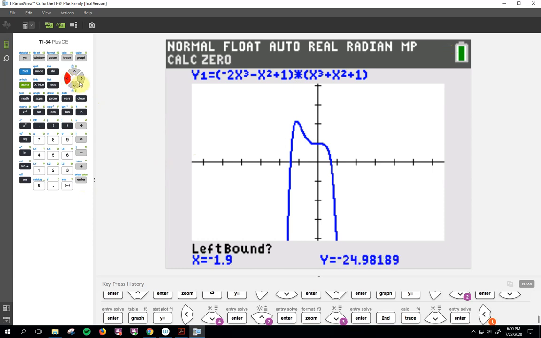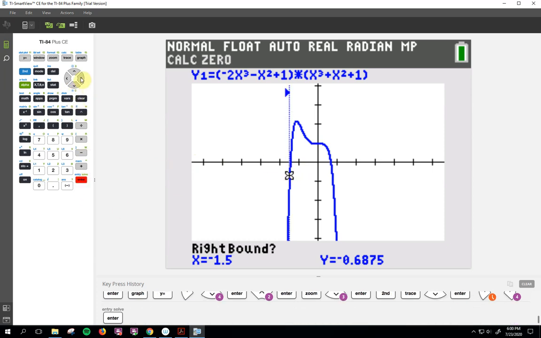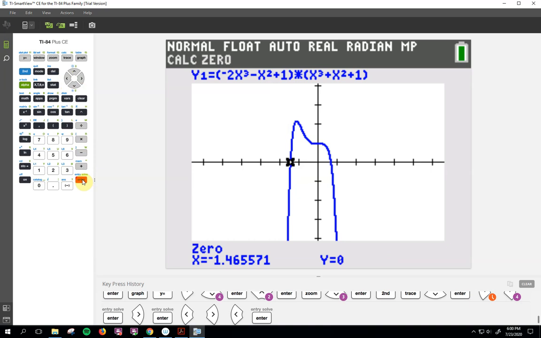You need to give it a left bound. I went a little bit too far. There we go. So just go a little bit to the left of the zero. Hit enter. Then go a little bit to the right of the zero. Hit enter. And then you want to pick a guess, and you can go either way because you don't really get any closer. I'll just hit enter again. And then it produces this: negative 1.465571. Not a very nice number to work with, but that's what we got. And then you'd want to find this zero right here as well.